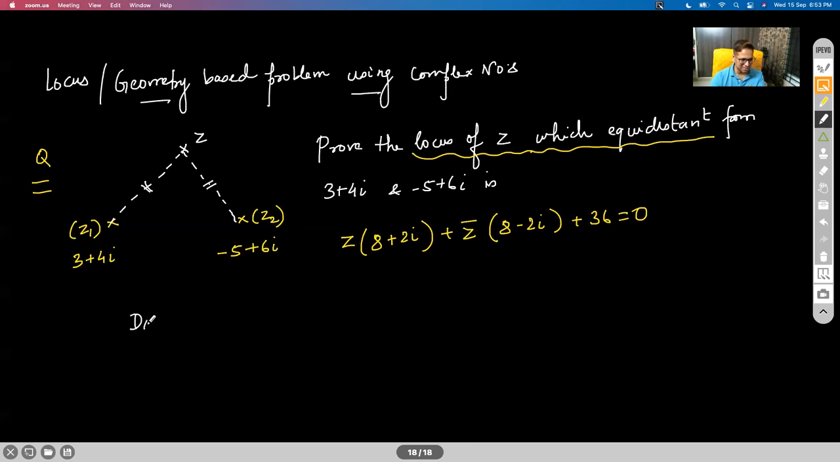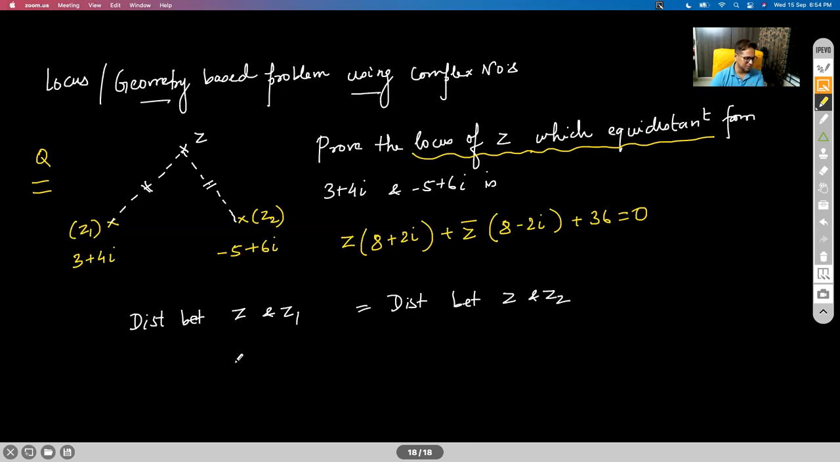If I want to show that the distance between Z and Z1 is the same as the distance between Z and Z2, how do you write this in the language of modulus? That only you tell me. After that, I will manage from there.